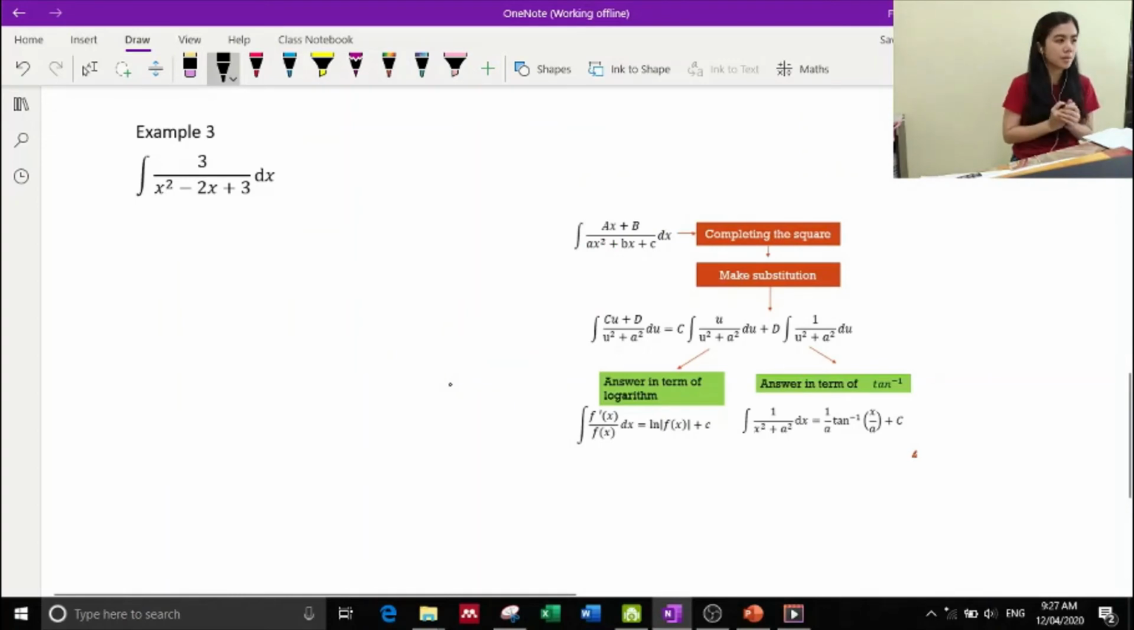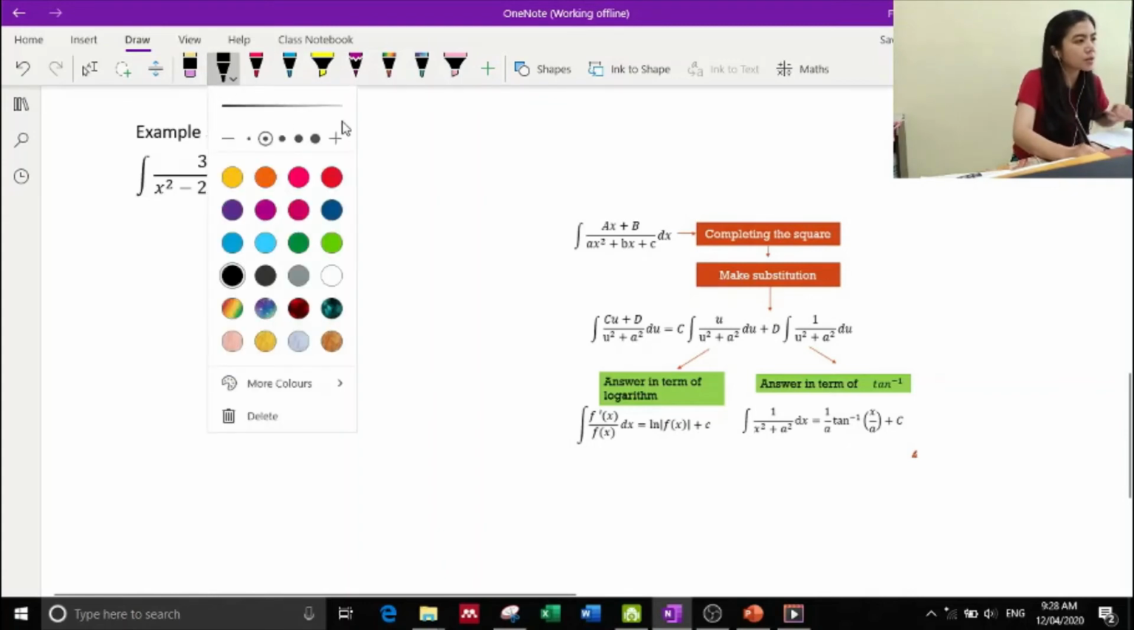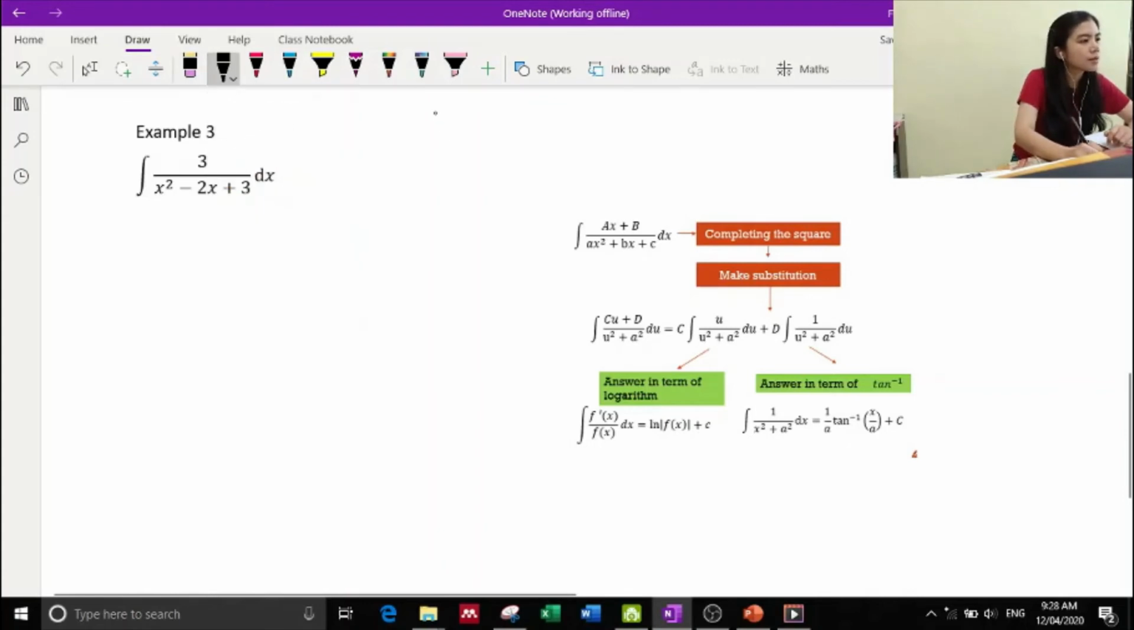In this example, we have 3 items in the quadratic. We have the x squared, we have the x, and we have the constant. So now we're going to apply the first step, that is completing the square, in order to solve this integration. So we have the x squared minus 2x plus 3.